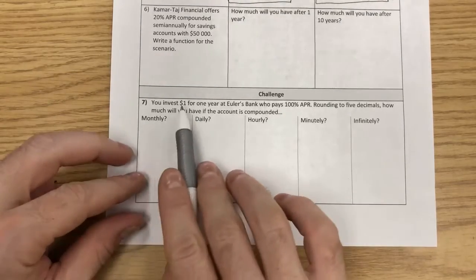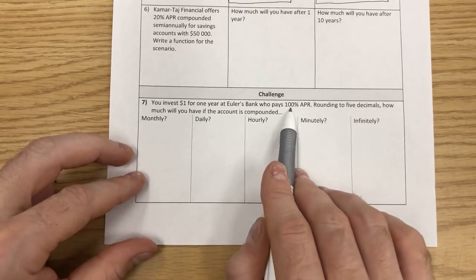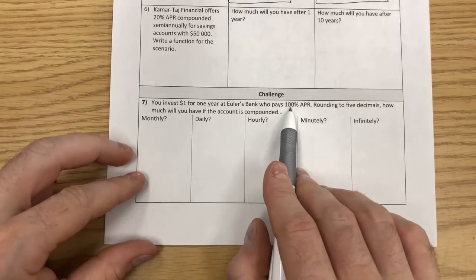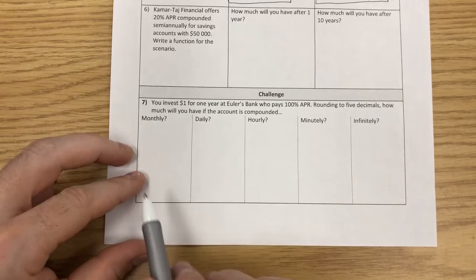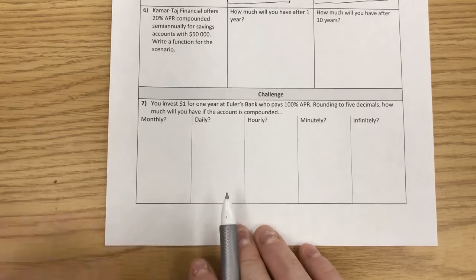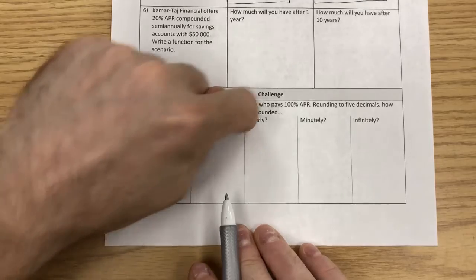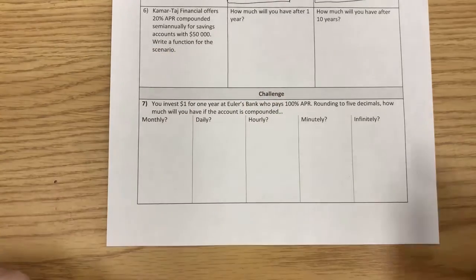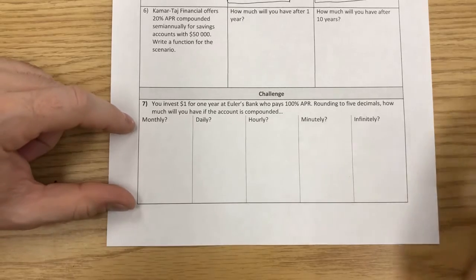So let's take a theoretical $1 bill and invest it in Euler's bank, who pays 100%. So they're going to double your money every year. Rounding to 5 decimals, how much will you have if the account is compounded monthly, daily, hourly, minutely, and infinitely? This is an interesting idea, so let's go ahead and set this up.